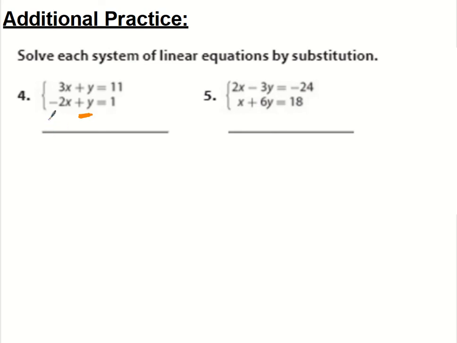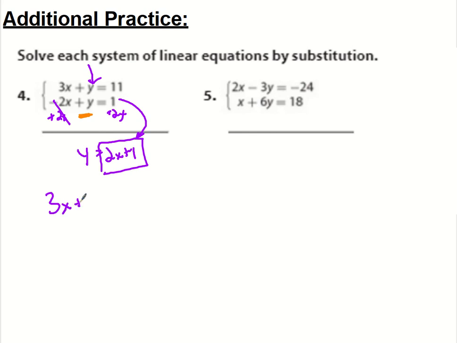So as we said, we're going to solve for that y, so that means I have to add 2x to both sides. That goes away. I'm left with y equals 2x plus 1. So this equation became y equals 2x plus 1. Now I have a y equals, so I can make that substitution into my other equation. y is equal to 2x plus 1, so I can replace this y with 2x plus 1. So that's what I'm going to do.